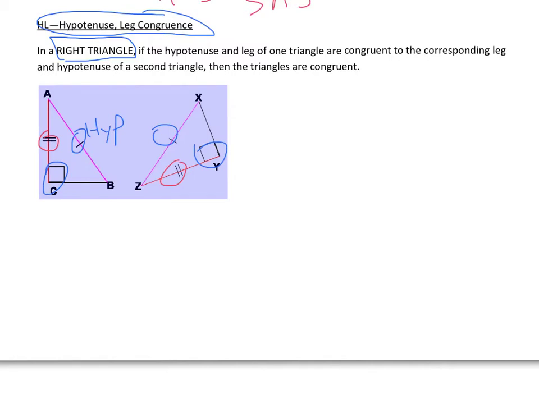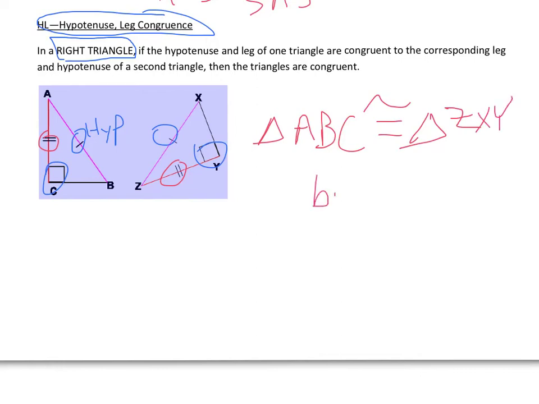So I could say, and again, when you write your congruency statement, you could say triangle ABC is congruent to triangle. So if I do ABC, A corresponds with Z, so it'd be Z, and then X, and then the right angle is what we put last, so it'd be there. And that would be by hypotenuse leg.